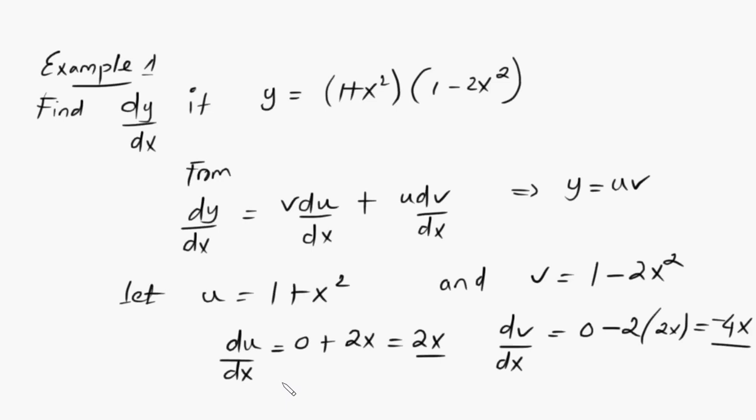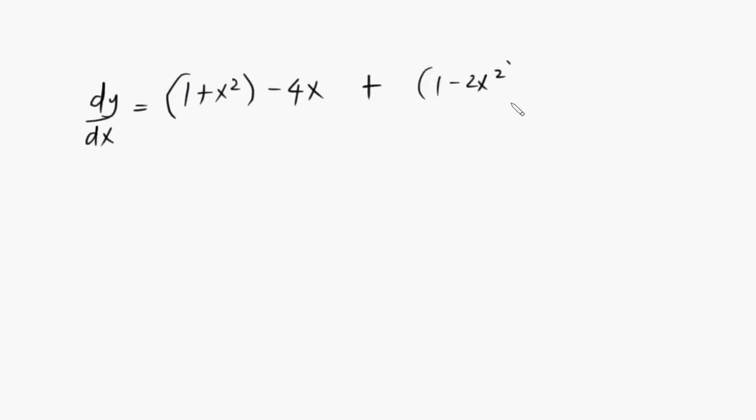So now my dy/dx is going to be equal to u, this one, times dv/dx, which we have obtained to be minus 4x, plus v, this one, times du/dx, which I have obtained to be 2x. So the rest is just algebra.